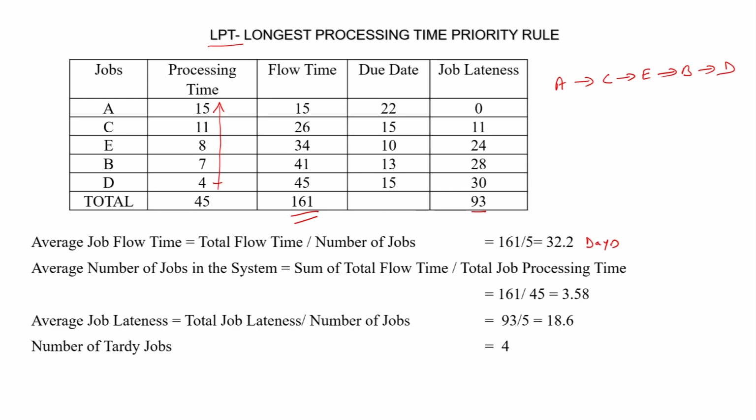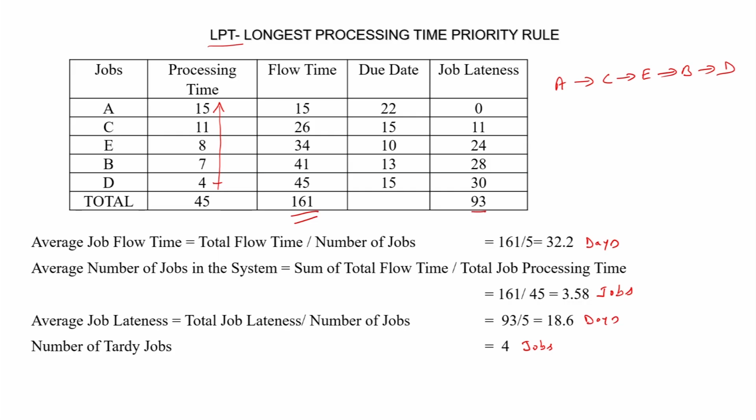Average number of jobs in the system is 3.58 jobs, and average job lateness is 18.6 days, and the number of tardy jobs is 4 jobs, which get delayed, which we are not able to ship by the due date. So, that is how we can see this particular priority rule.